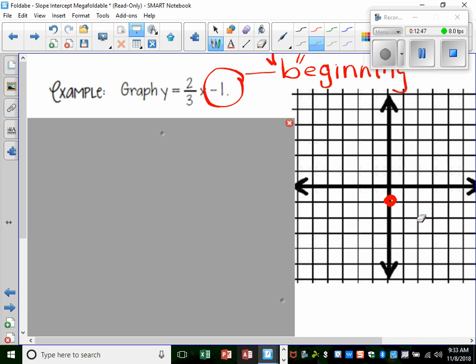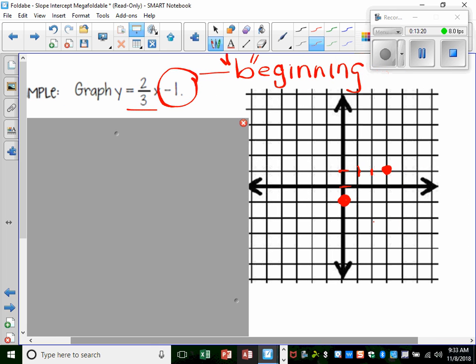So just think of that y equals mx plus b. B is where you begin on the graph. Then from there, you're going to graph using the slope. So remember, slope is rise over run. I'm going to start from where b is. I'm going to go up 2, 1, 2, and then over 3. That's the rise and the run. And there's my other point. Just like that, there's my slope. Now it was positive, so that's why I went up and to the right.